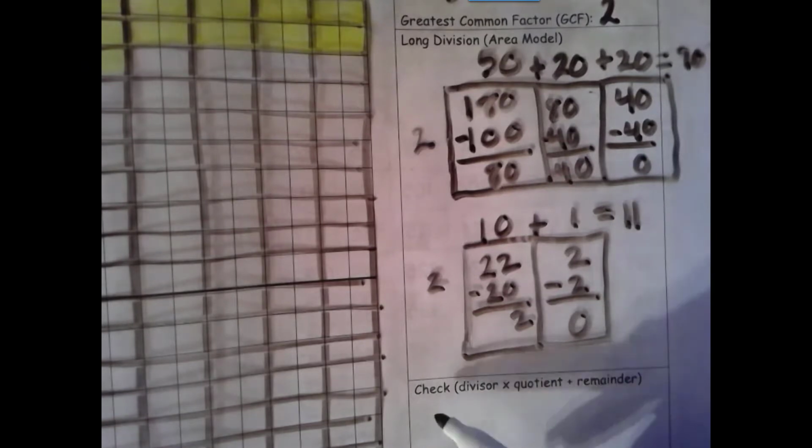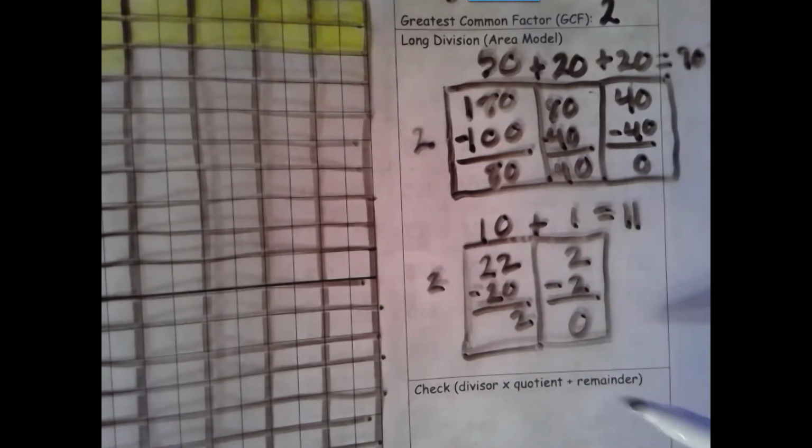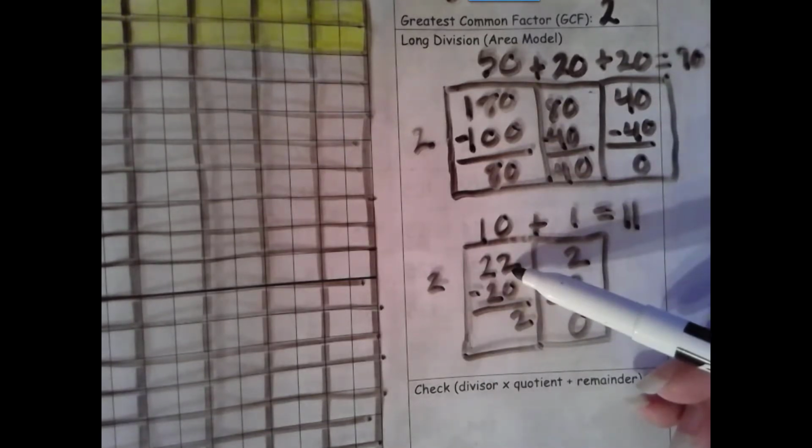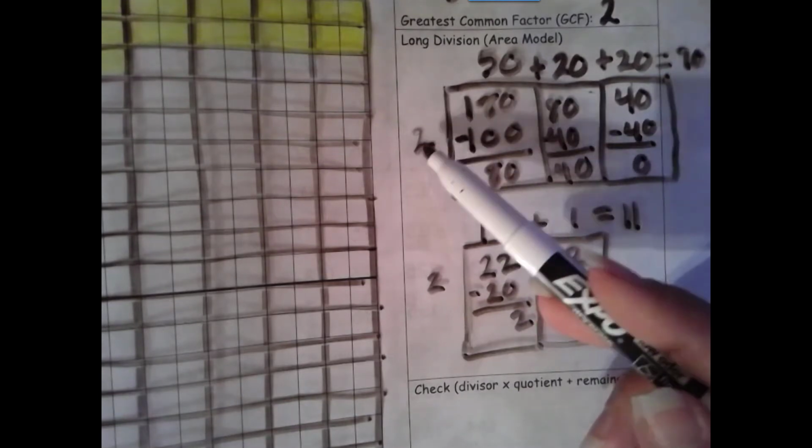But I always need to check by using my inverse operation, divisor times quotient plus remainder. When I do the divisor times the quotient, I'm undoing the division. When I add the remainder, I'm undoing the subtraction. When I undo everything, I should get back to my original number, or my dividend. So here, 2 is my divisor times 90 is my quotient plus my remainder of 0. 2 times 11 plus 0.